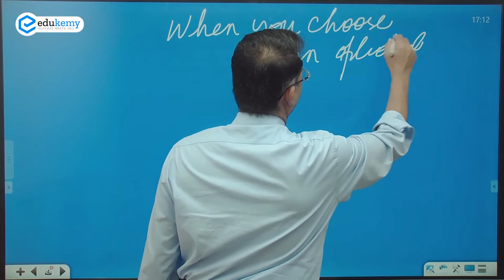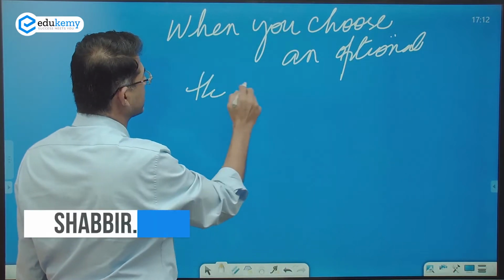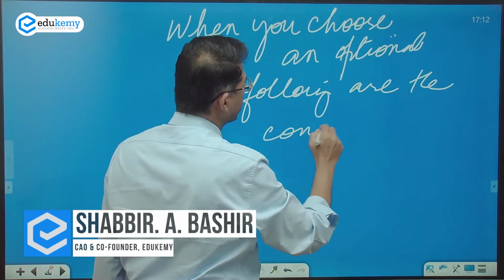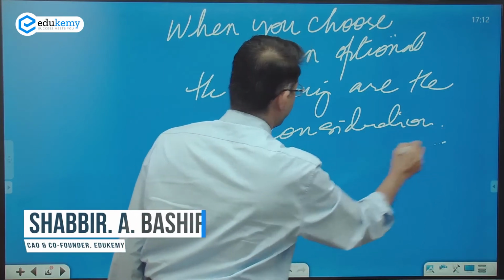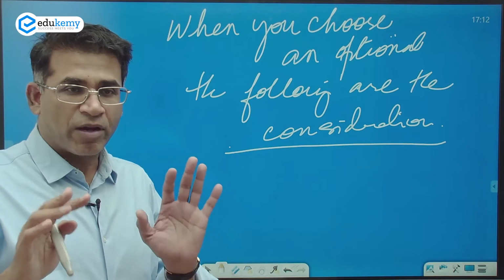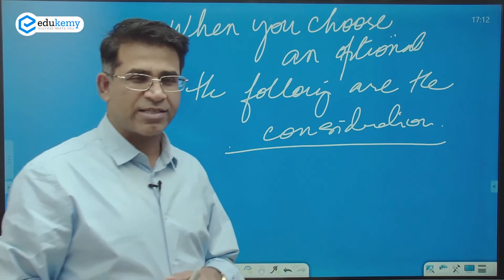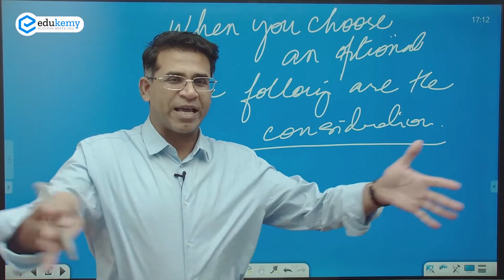Optional. The following are the considerations. So आपको मन में क्या रखना चाहिए? Considerations. Okay, when you choose an optional. Okay, because see, this examination is definitely a stress examination.